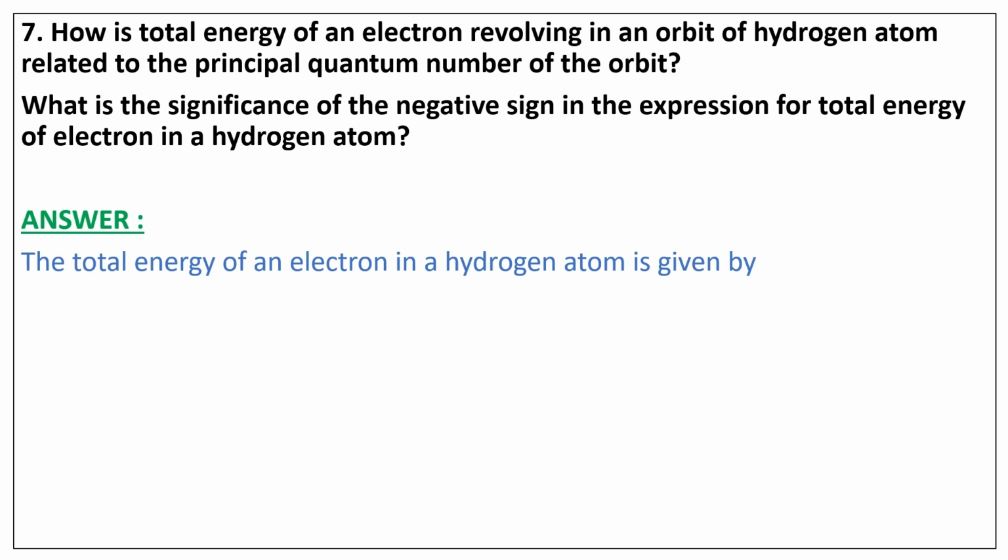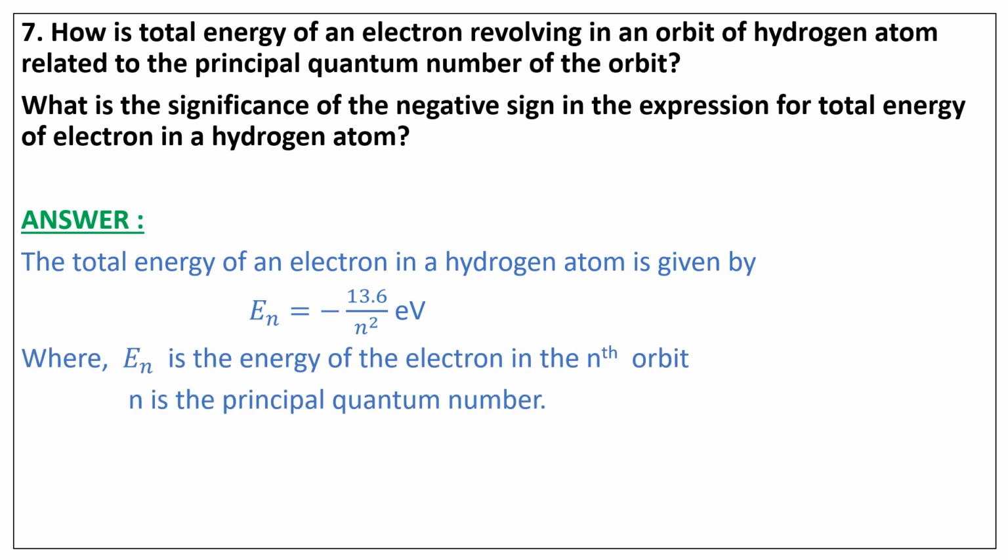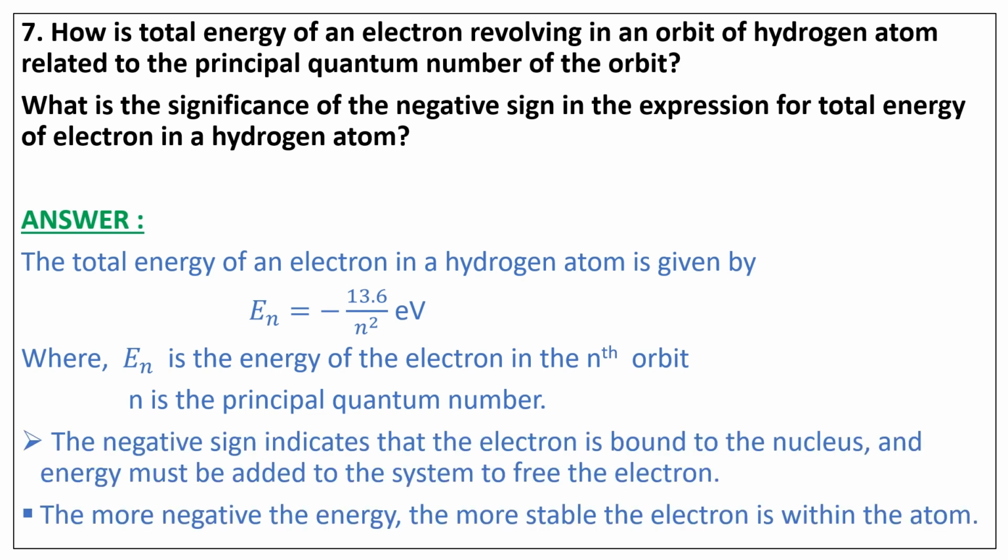The total energy of an electron in a hydrogen atom is given by En is equal to minus 13.6 by n square electron volt, where En is the energy of the electron in the nth orbit and n is the principal quantum number. The negative sign indicates that the electron is bound to the nucleus, and energy must be added to the system to free the electron. The more negative the energy, the more stable the electron is within the atom.